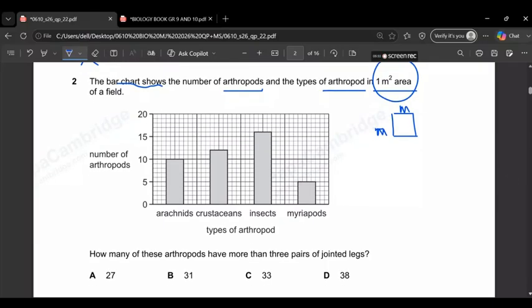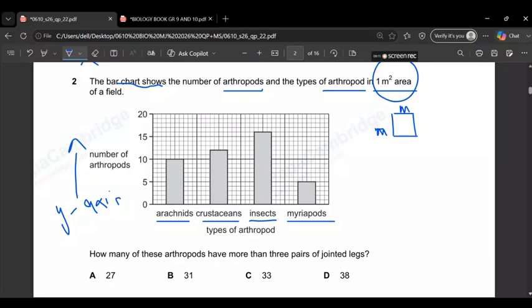If you look at the x-axis side, you have 4 main types of arthropods. You have arachnids, the best example being spiders, as you know. Then you have crustaceans, crabs, for example. Then you have insects like flies, mosquitoes, cockroaches, etc. Then you have myriapods like millipede or centipede. Anyways, these are the types of arthropods, and on the y-axis you have the number of arthropods.